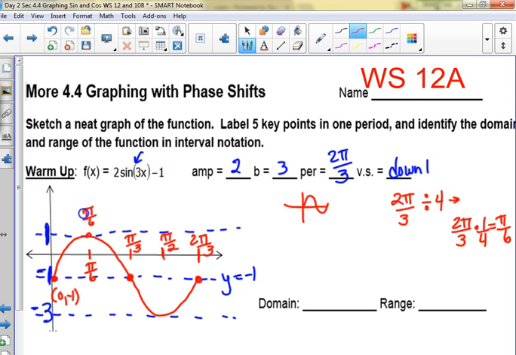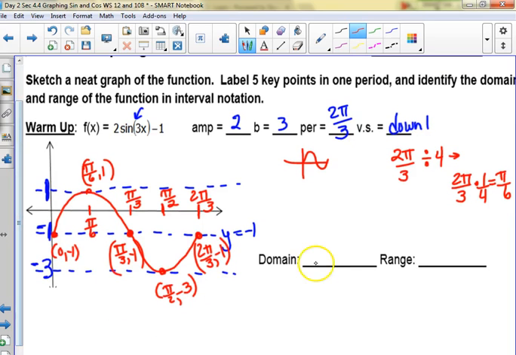This was pi over 6, 1. This one was pi over 3, negative 1. The minimum down here is at pi over 2, negative 3. And then we're at 2 pi over 3, negative 1. Did I do anything wrong? Anybody disagree? Questions?